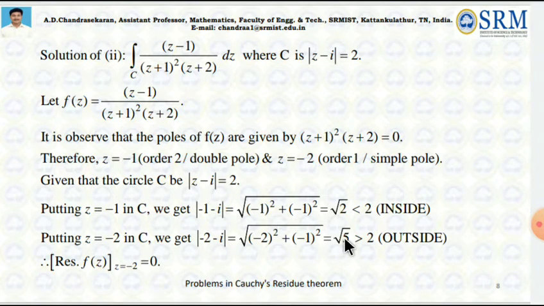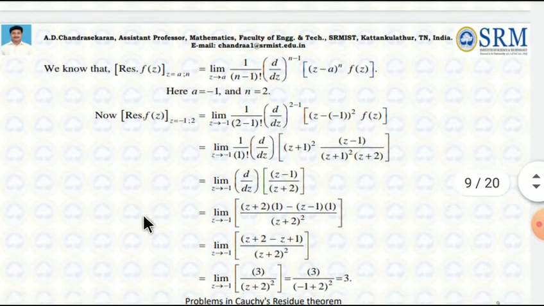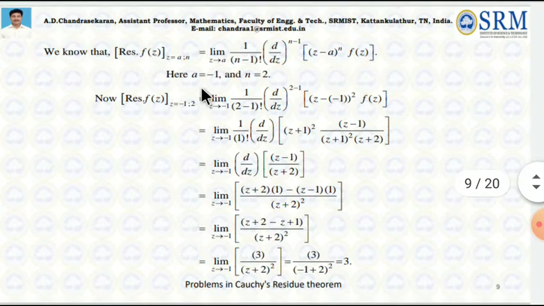Once the pole lies outside the given circle, immediately we say the residue of f of z at the outside pole is 0. Got it? So among the two poles, one lies outside, so we immediately get the answer 0. What about the inside one? The z equal to minus 1. Let us find the residue of f of z at z equal to minus 1. But here the order is 2, a double pole.